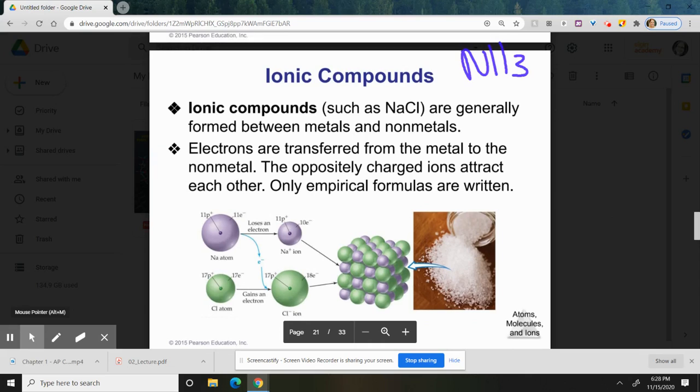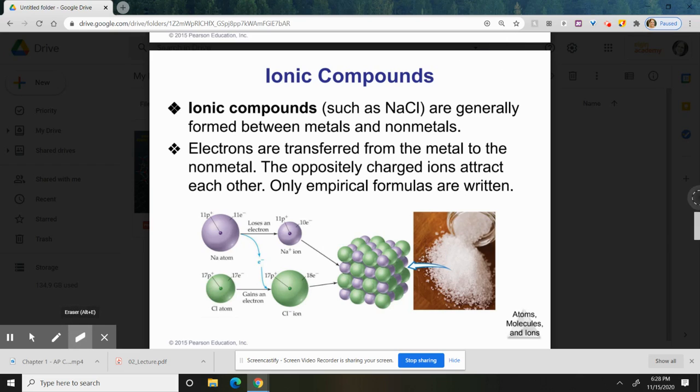Okay, ionic compounds are going to be between metals and nonmetals. They have opposite charges, and that's where we really want those charges to balance out with each other.